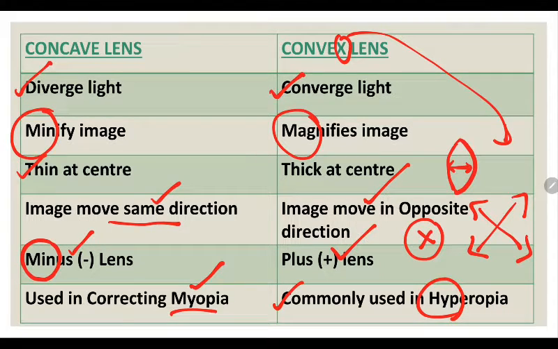This is all about the difference between concave and convex and identification. We can easily identify by seeing the thickness. At the center it will be thick in convex and thin in concave. Then the image is minified in concave and the image is magnified in convex. These are all the important points in identification too.